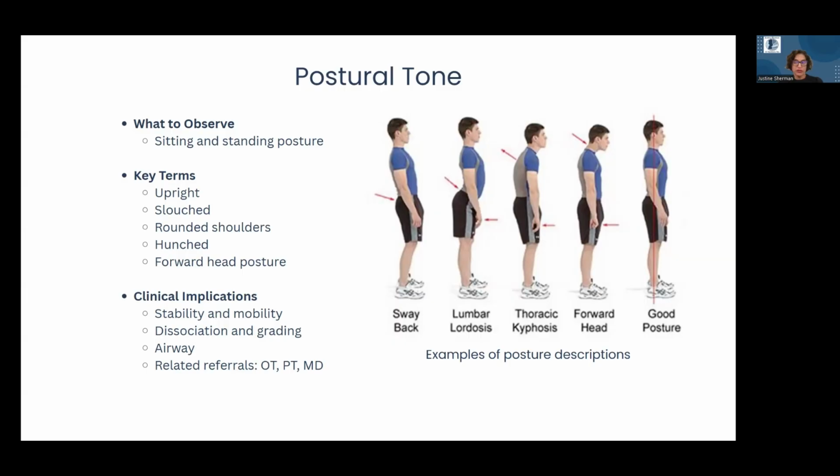Speech and feeding require refined dissociated movements. So poor dissociation forces compensatory patterns that reduce precision. And clinically, this may look like head movement during tongue tasks, so moving side to side, but I need to move my head. Jaw lifting during lip tasks or whole body movement during oral motor activities.